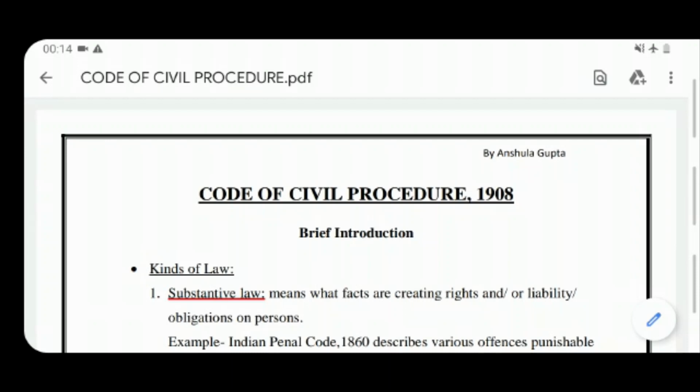Today we will be studying a brief introduction to the Civil Procedure Code 1908.